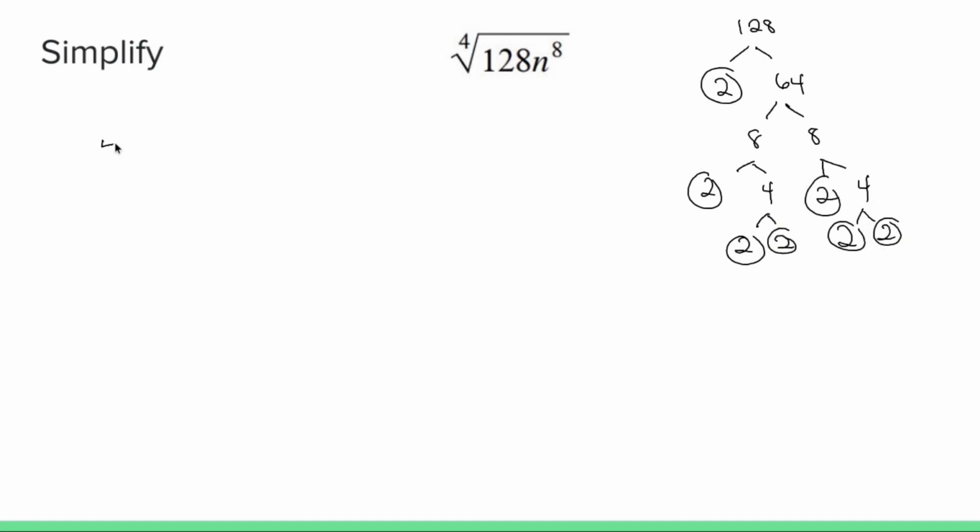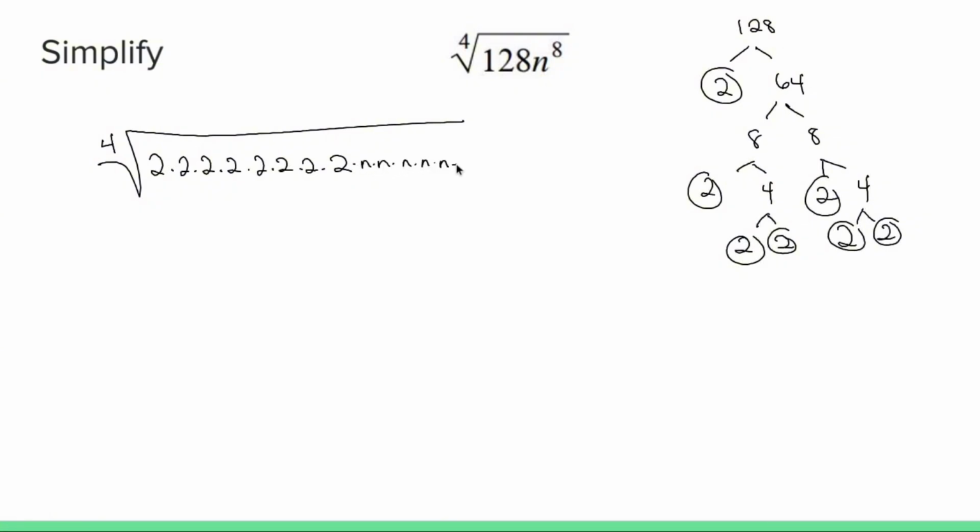So, writing this all out, the fourth root of 128 is going to be 2 times 2 times 2 times 2 times 2 times 2 times 2. That is 8 2s. So 2 times 2 times 2 times 2 times 2 times 2 times 2 times 2. And n to the 8th is 1, 2, 3, 4, 5, wait, 1, 2, 3, 4, 5, 6, 7, 8. So 8 n's, 8 2s.